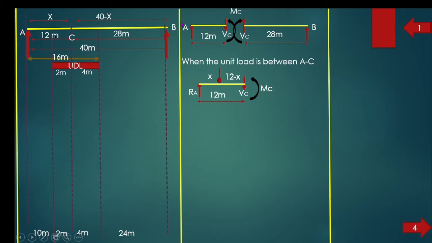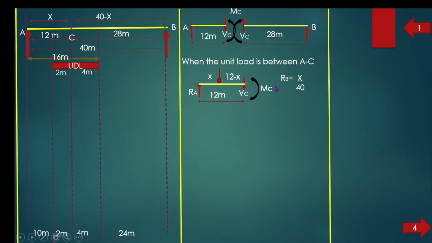For this case, let us consider the reaction at B. So if we take reaction at B, it will be x by this load, this unit load is 1, all over our distance, which is 40. So basically, reaction B will be x over 40. And then from the equilibrium law of forces, we have the summation of the vertical forces, and also the summation of the moments. But for this case, let us take the summation of the vertical forces, which is zero. Reaction A and B are the only upward forces, and the downward force for this case is our unit load.